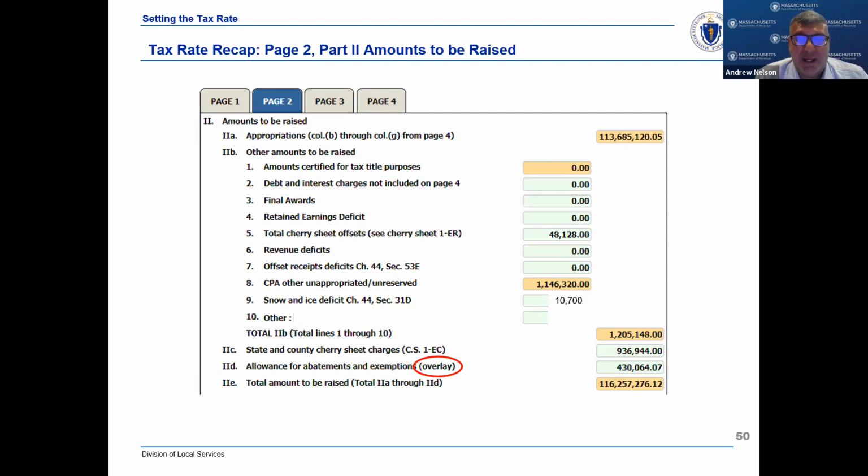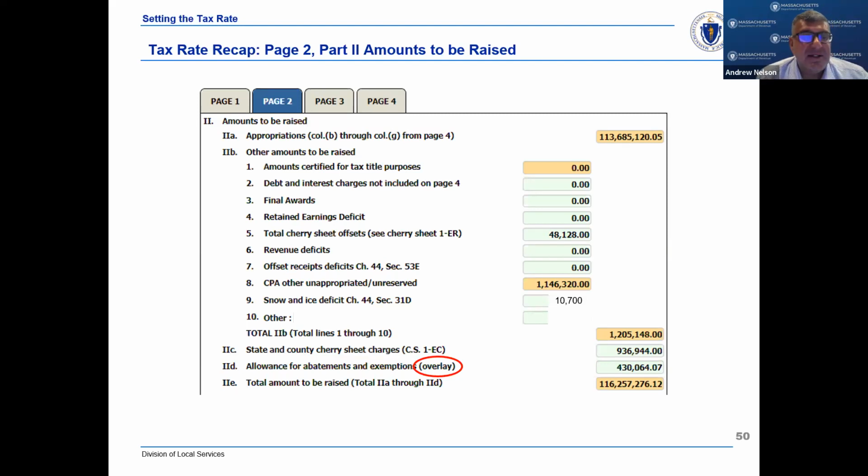Offset receipt deficits. That form A1 I went over, the offset receipts, remember I said only 15 communities in the state have it. If you end up not collecting enough to cover the expenditures you have, then you would have a deficit that needs to be raised here. Also very rare, seeing only 15 communities have it, and they've managed them pretty well the last few years I've seen.